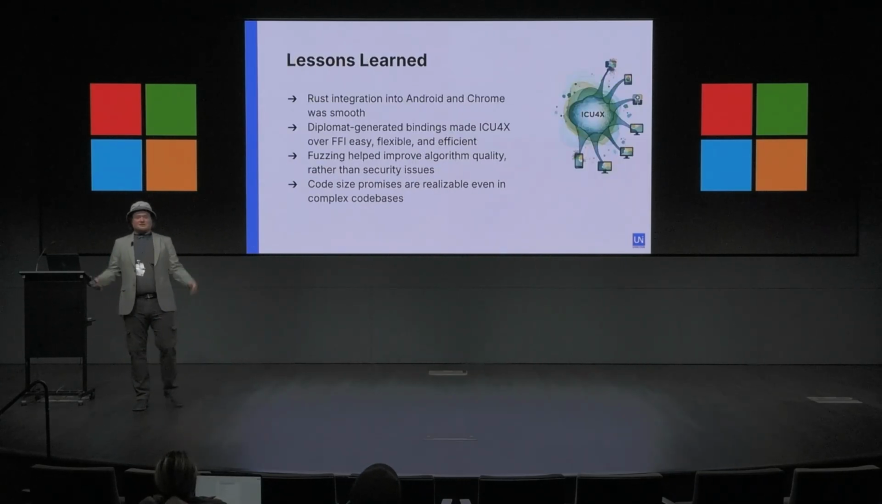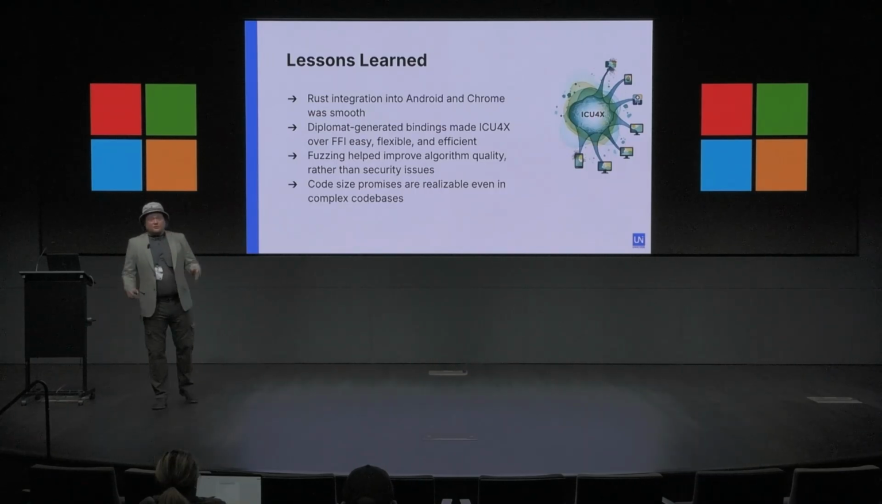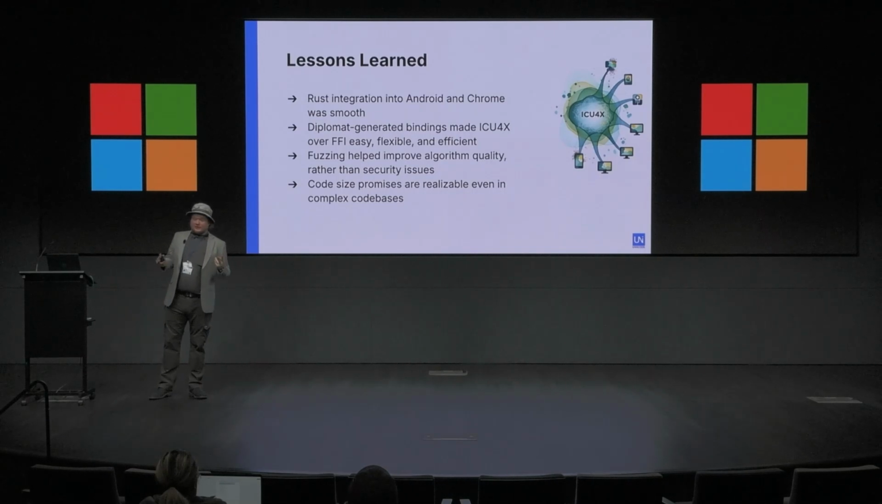So these are just some lessons learned from integration with Chrome and Android. One was that the Rust integration was smooth. Again, a lot of people are like, "Ooh, Rust is scary." I don't exactly know why people say that, because we had quite a good experience with integrating ICU4X into these code bases. It largely is transparent. Both Android and Chrome have a lot of C++ in them, they're primarily C++ in their code base, and we're able to integrate transparently into those code bases.